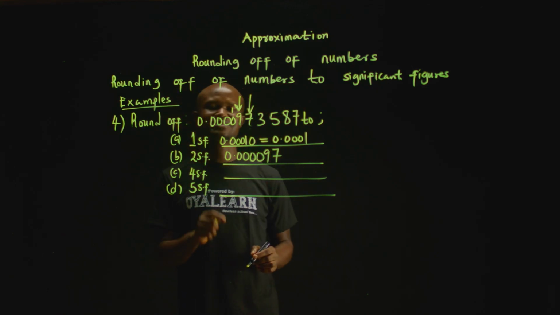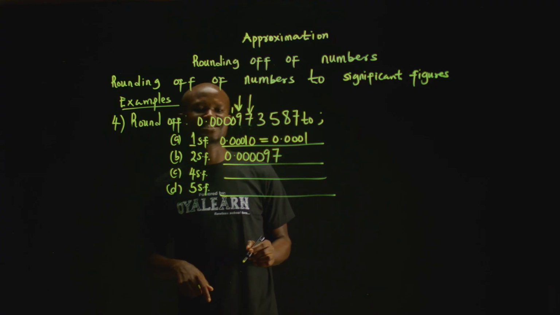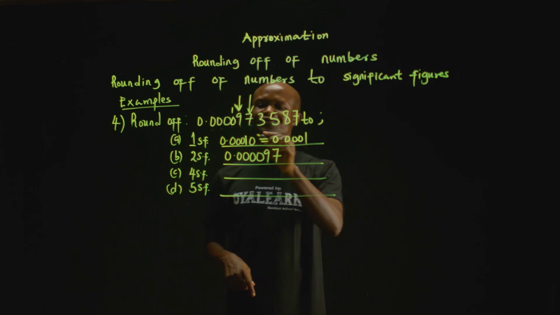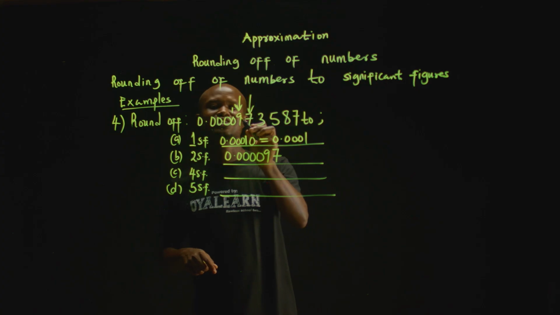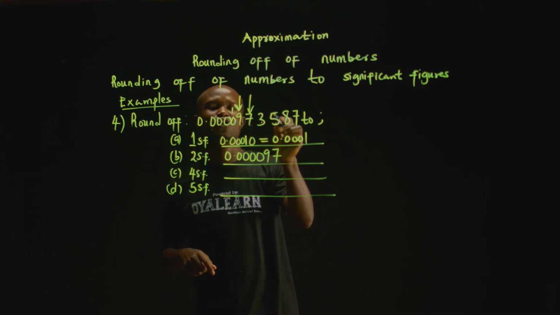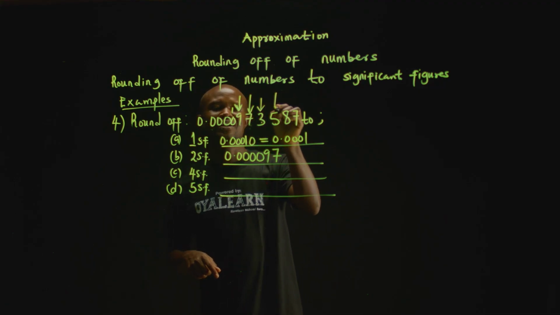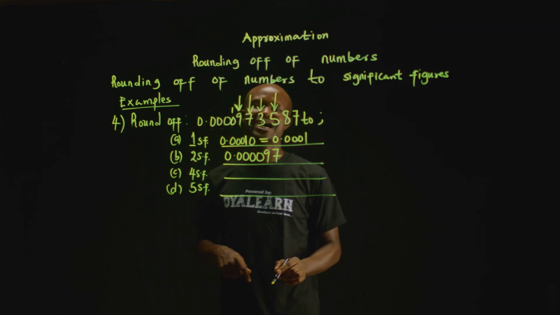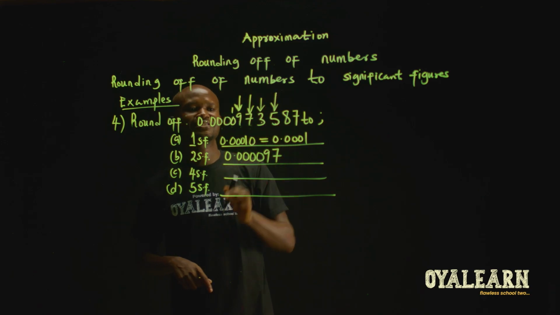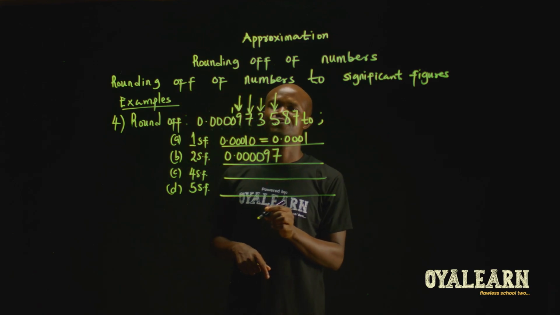Now for 4SF. For 4SF, it means we start counting from 9, which is the first non-zero digit from the left. So we count 1, 2, 3, 4. So it stops at where? 5. And at the back of 5, what are we having? We have 8 at the back of 5.